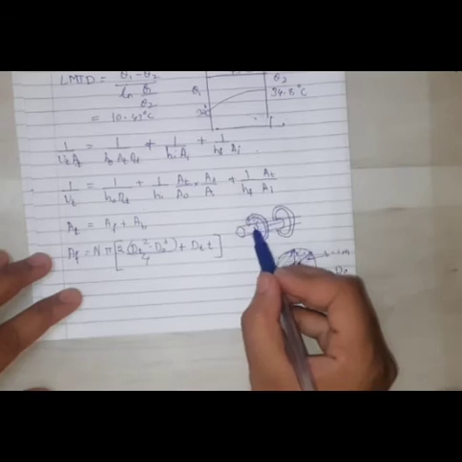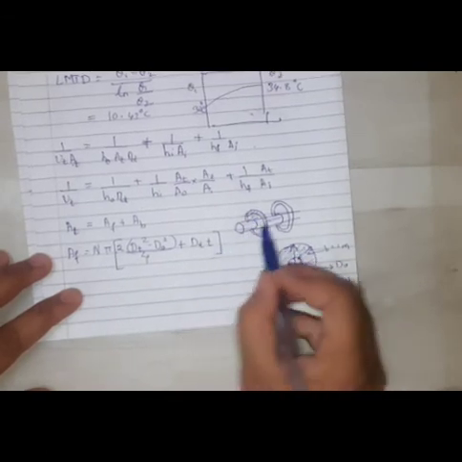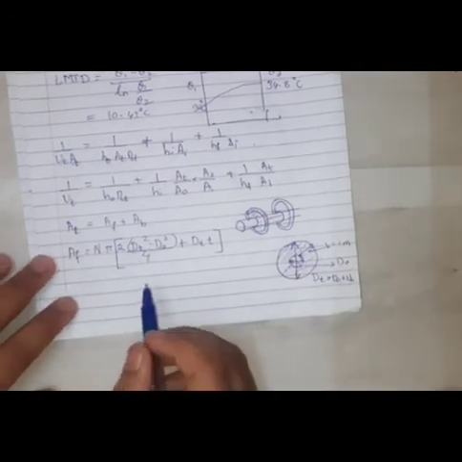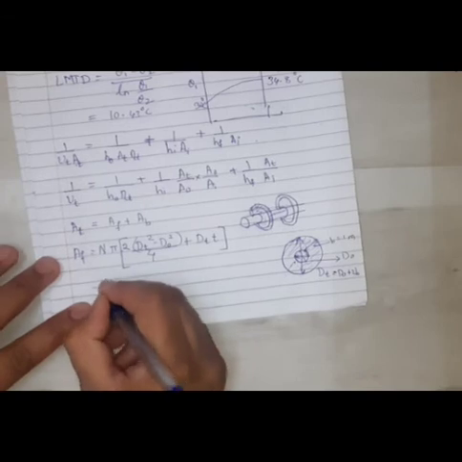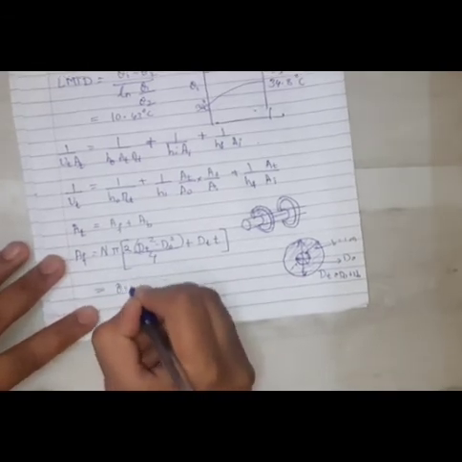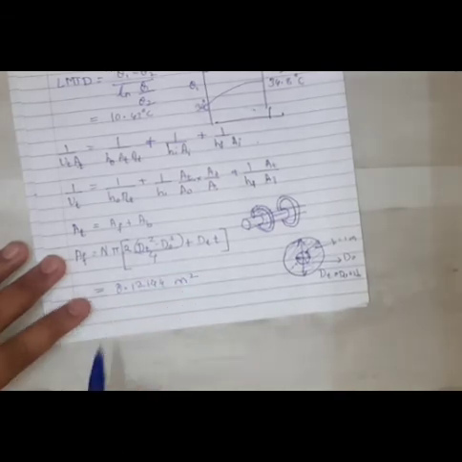So this is pi dt, the circumference of the fin, into the thickness, that means this one. So this is how we will get the fin area. Now putting all these values, we will get the fin area as 0.12144 meter square. This is the fin area.